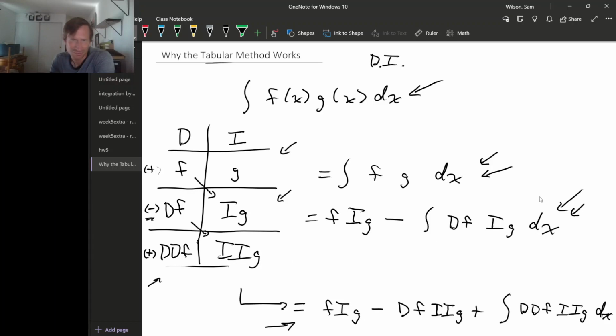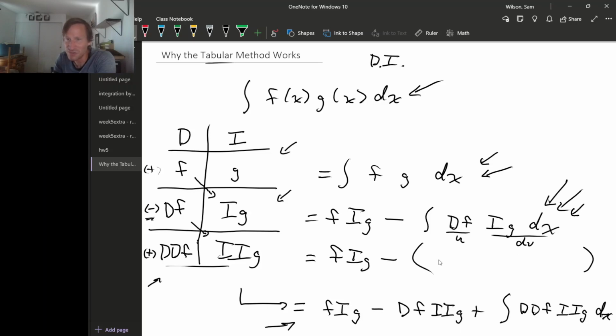But why is this row correct? What does it have to do with integration by parts? Well, let's do integration by parts on this integral. What we get is f times the integral of g minus, so now we're going to do integration by parts on this integral. So this is going to be playing the role of u, this is going to be playing the role of dv.